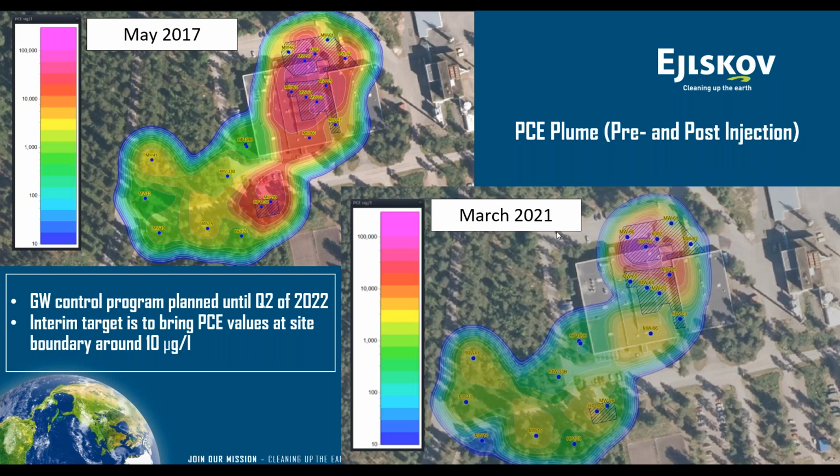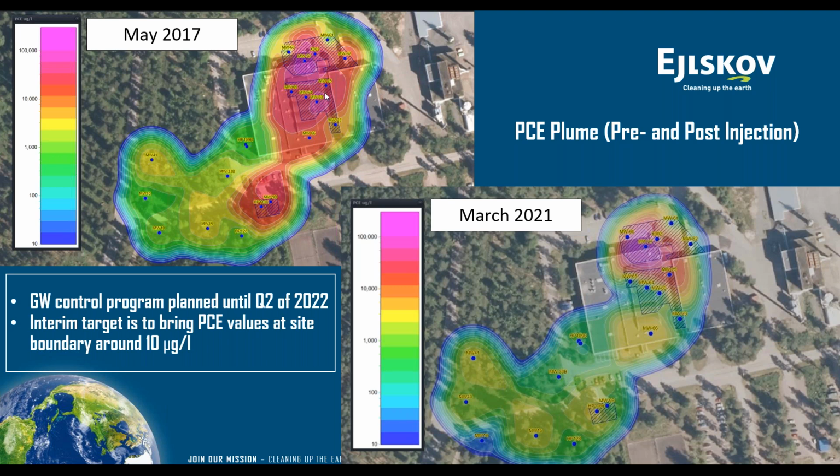Back to our project, back to our site. Now we are going to move into the data that have been generated since the end of the injection. The first slide that we are going to present is related to the PCE plume that was present in May 2017, before the beginning of the injections, and the conditions that are present at the last monitoring round that has been performed just a few weeks ago.